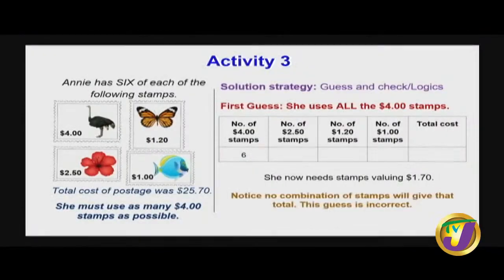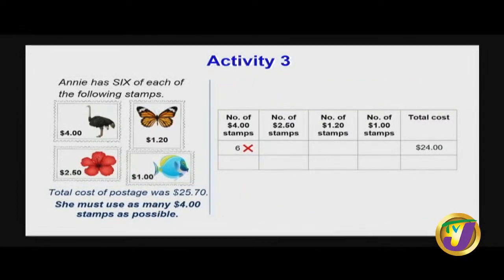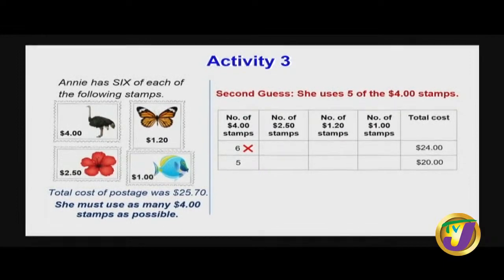We can see that no combination of stamps gives us the $1.70 total that we would have needed if she used all 6 of her $4 stamps. So this guess isn't right. Let's move to another one. It says as many $4 stamps as possible. If 6 doesn't work, the best guess is 5, because we want as many as possible. If she used 5 $4 stamps, that would cover $20.